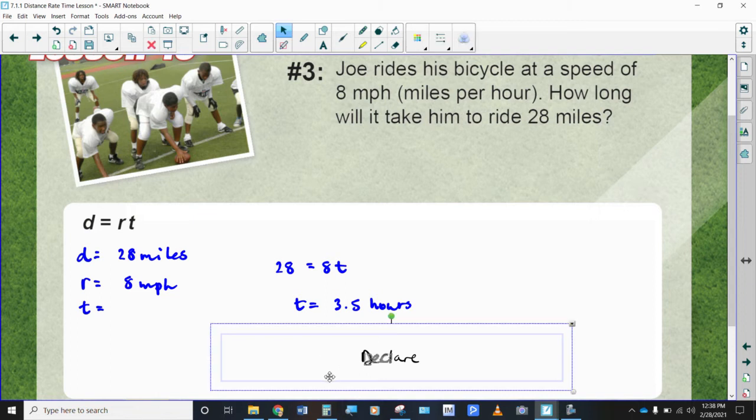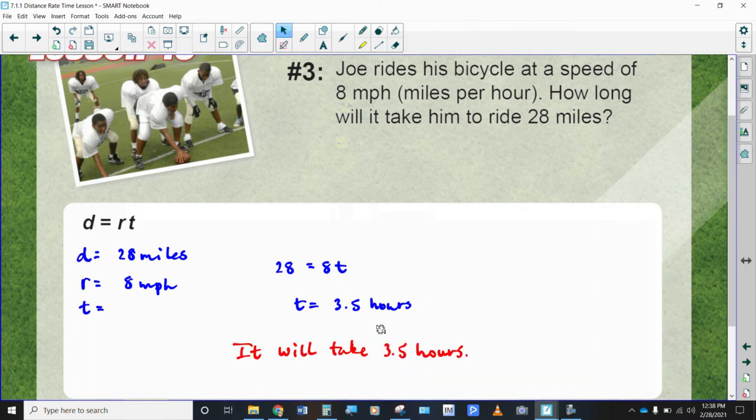So we can declare our answer. How long will it take for him to ride 28 miles at this rate of speed? It should take him 3.5 hours. All right, let's try a complicated one.